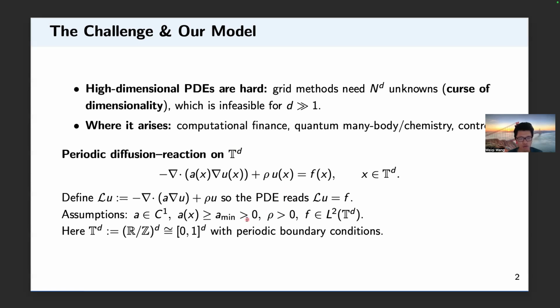Periodicity lets us use Fourier basis, which matches the boundary conditions automatically, so we do not have to worry about the boundary conditions. It also makes sampling simple. We can pick random points on the torus T^D without worrying about the edges. The goal today is pretty simple. We want to avoid huge grids and keep the number of samples small and still solve the PDE accurately.